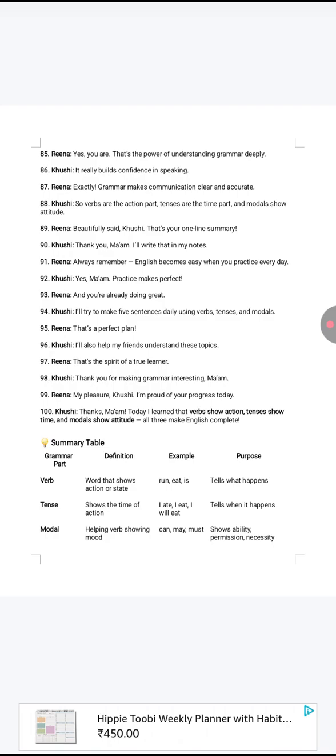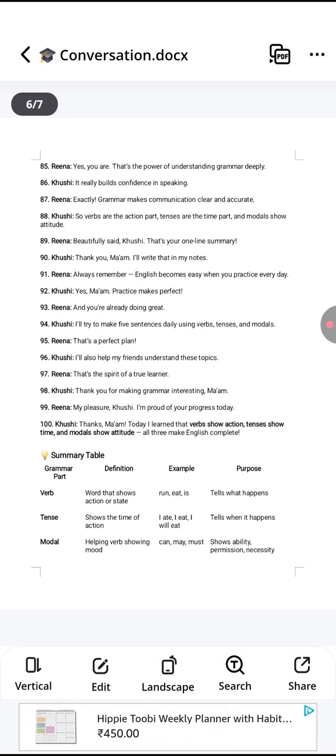It tells what happens. Next, we have tenses. It shows the time of action. For example, I ate, I eat, I will eat. And what is the purpose of tenses? It tells when it happens. And last topic we have modals. It is a helping verb showing mood. For example, can, may, must, might. What is the purpose of modals? It shows ability, permission, necessity.